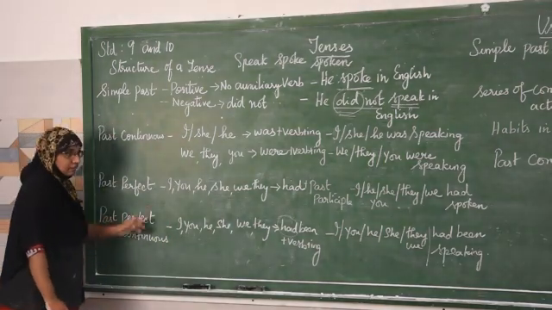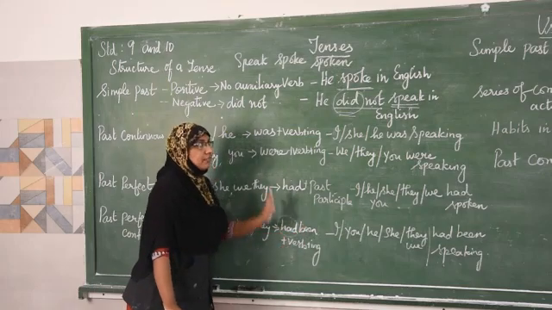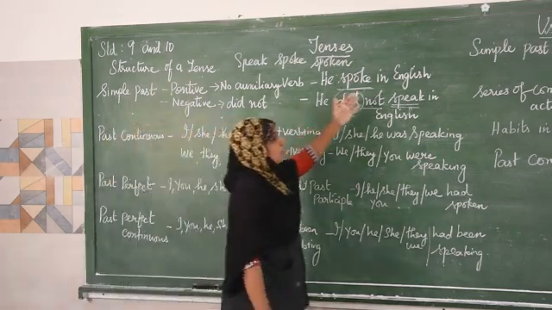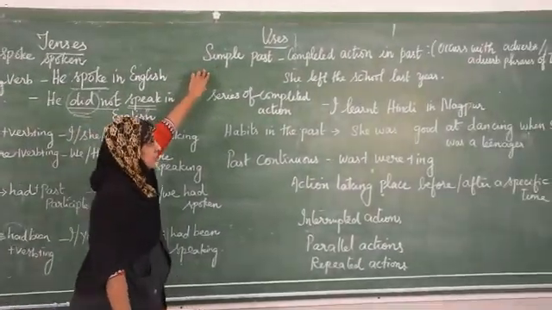Past perfect continuous, again, what is the format here? Had plus been plus verb plus ing. Now, let us go for the uses of simple past. When you have to use simple past tense.